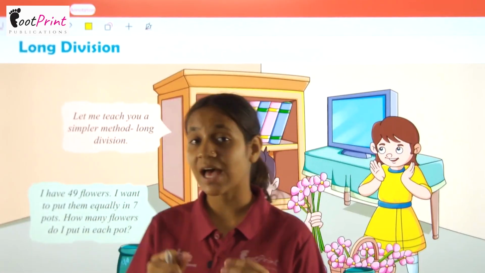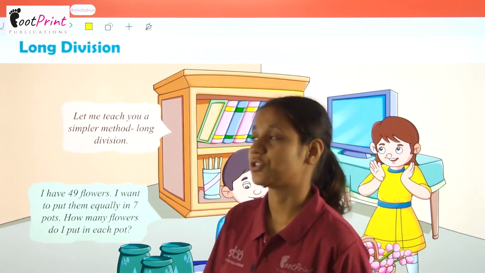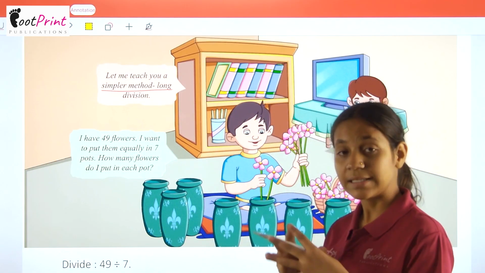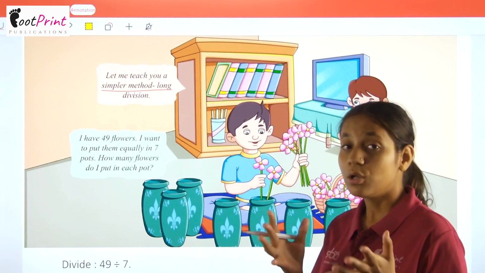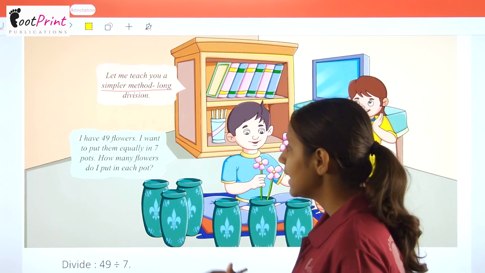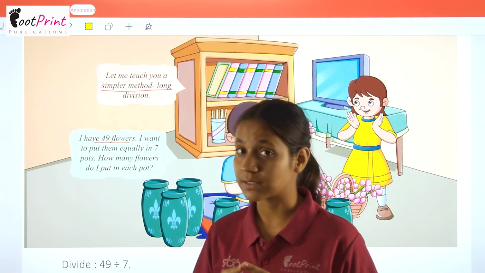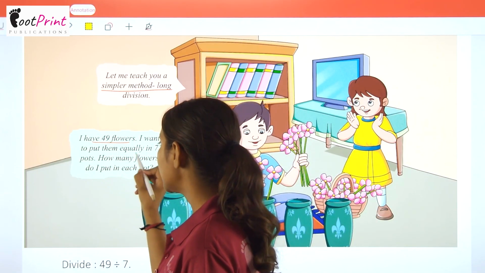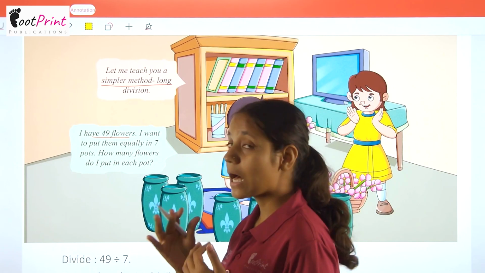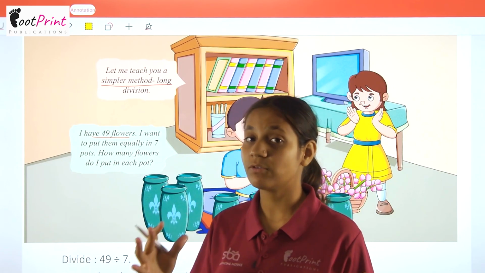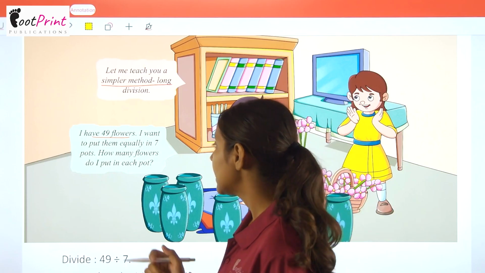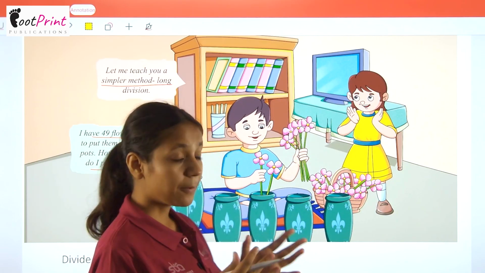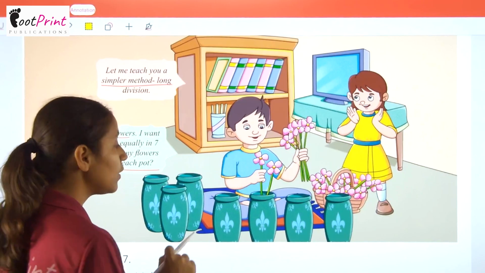Now we have the topic of long division. Let me teach you a simple method, long division. Here this child is going to explain long division to you. I have 49 flowers. Total 49 flowers are there. I want to put them equally in 7 pots. How many flowers do I put in each pot?